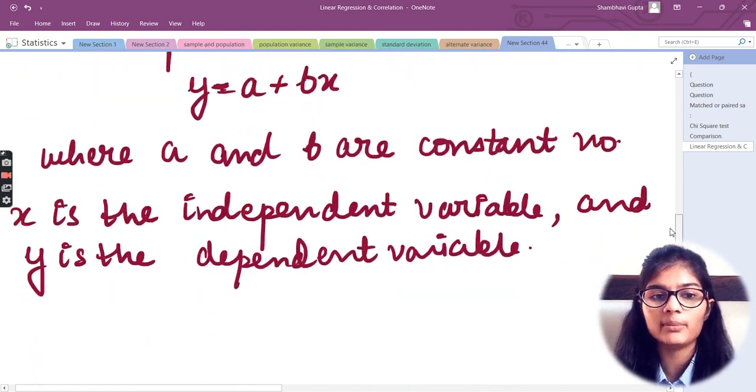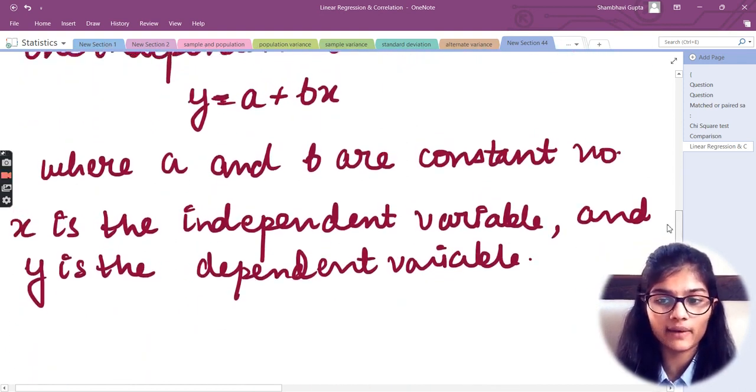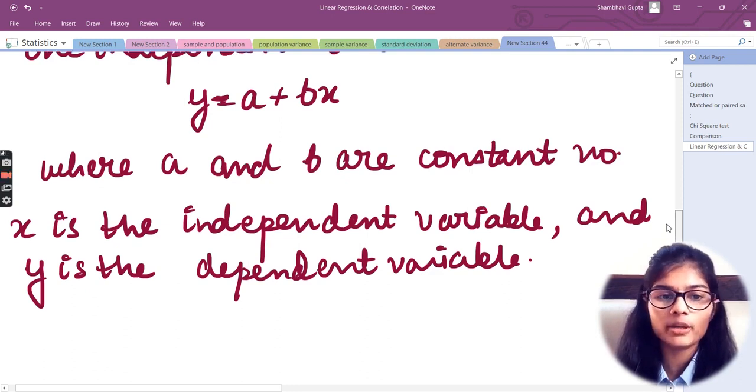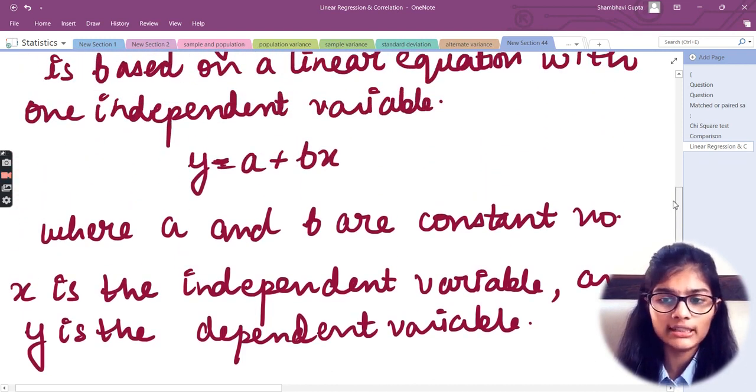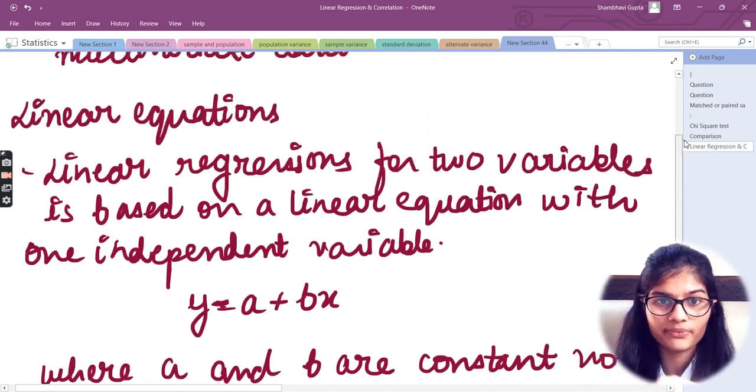And where a and b are basically the constant numbers which we have here. What about x? x is the independent variable and y is the dependent variable. So it completely depends on you what variable you set as dependent and what variable you set as independent. You choose a value to substitute for the independent variable and then solve for the dependent variable. Hope I am very clear with this particular thing to you as well, right?